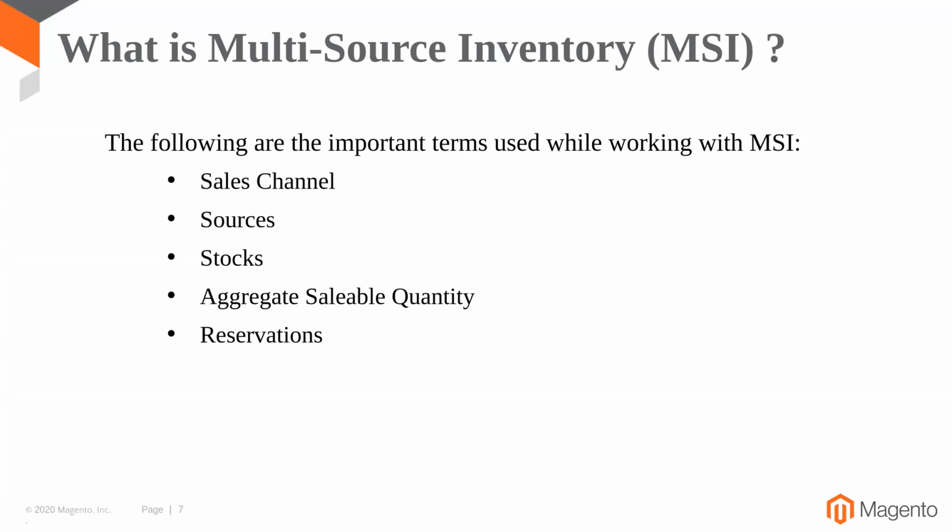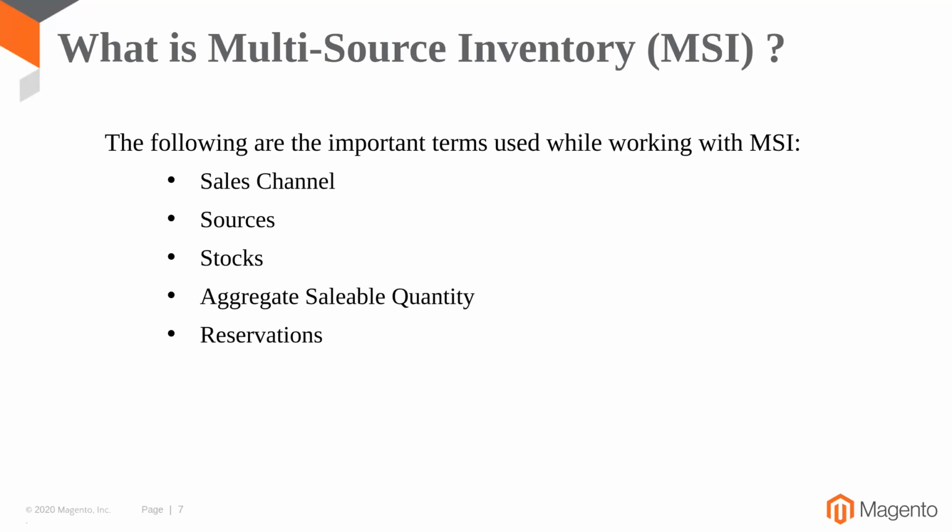Then comes stock. Stock is not an actual product inventory, but a virtual representation of your multiple sources, meaning each stock is assigned multiple sources. So the aggregation of all the sources' inventory can be considered a stock. We'll see this in detail in a future slide. Then comes aggregate sellable quantity. It is your total virtual inventory that can be sold throughout the sales channel, and the amount is calculated across the sources which are assigned to that particular stock.